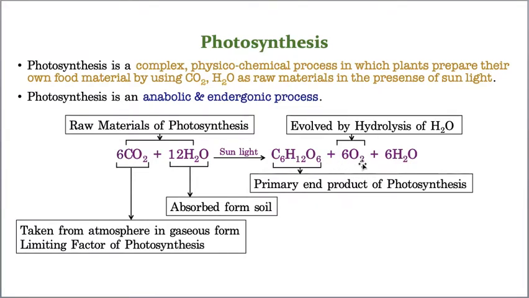Along with the primary product, some other secondary products will also be produced. What are they? Oxygen, 6 molecules of oxygen, and 6 molecules of water. I'm sorry, I used a wrong word here, I'm extremely sorry for that. So this is the general equation of photosynthesis.